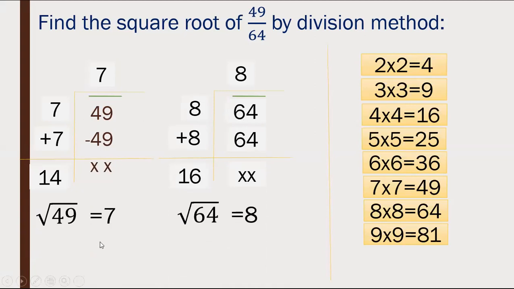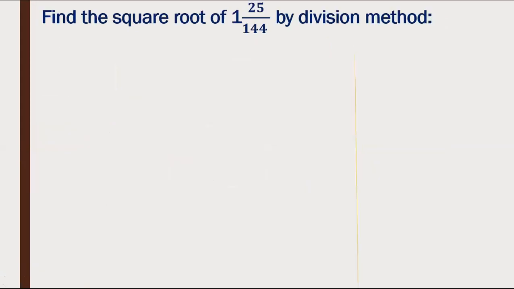But this is not the answer. We have to mention the answer properly like this. The question is 49 over 64. We have to find the square root, so we put the 49 and 64 within the square root. So we get the square root of 49 is 7, over the square root of 64 is 8. So the answer is 7 over 8. Clear, everybody? You have to mention the answer properly.